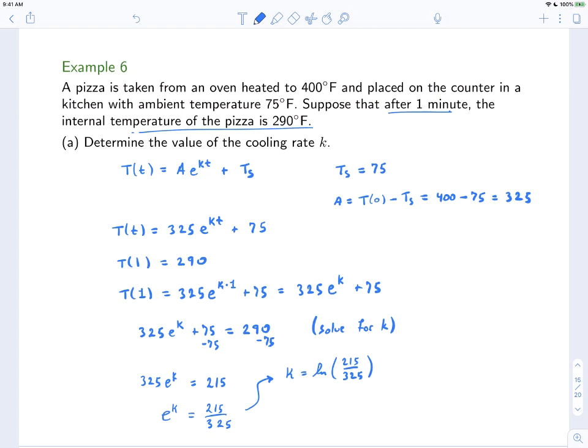We can plug this into a calculator, and that will tell us that this is approximately equal to minus 0.413. And that's our answer. We shouldn't be surprised that it's negative because, after all, this is exponential decay.